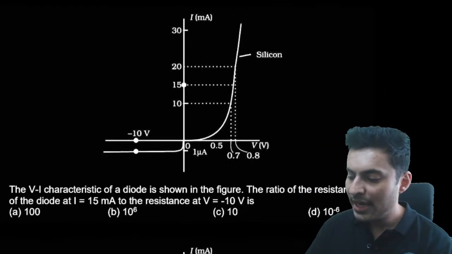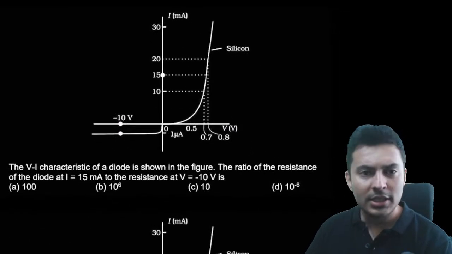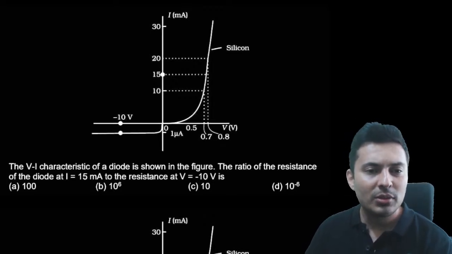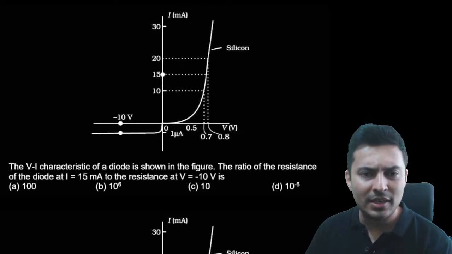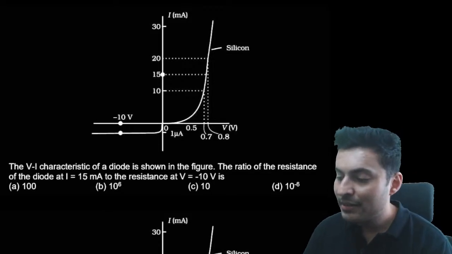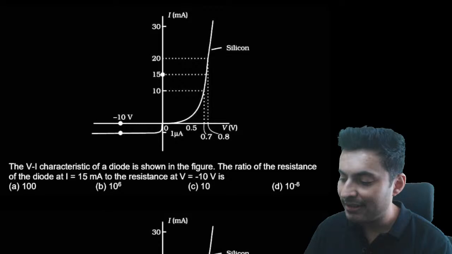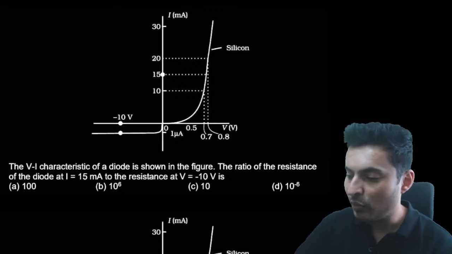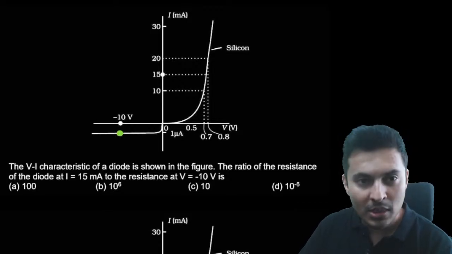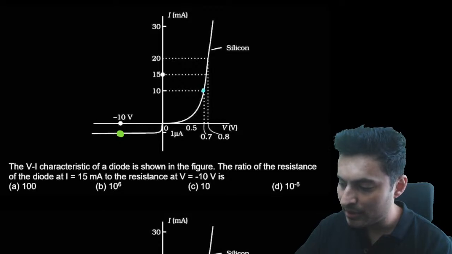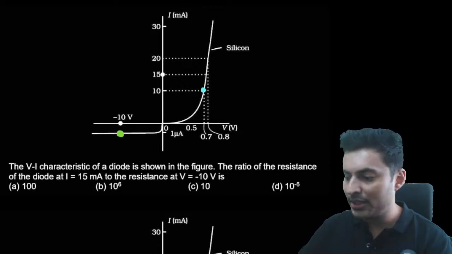Correct. The VI characteristics of a diode is shown. The ratio of the resistance of the diode at 15 milliamperes to the resistance when the voltage is minus 10 volts. So one point is right over here, and the other point is right over here. These are the 2 points.